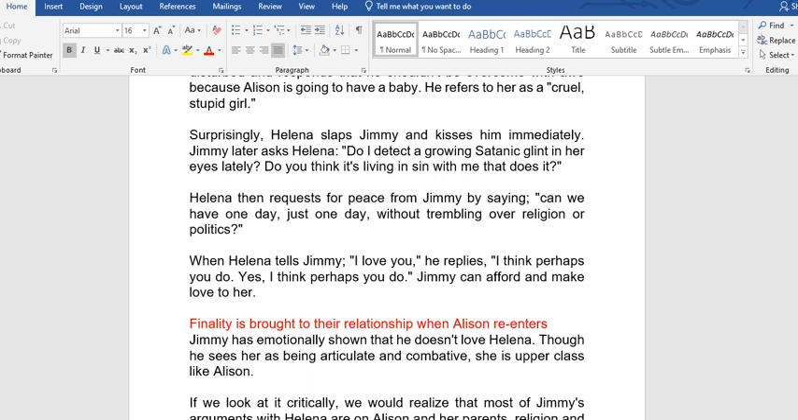Elena then requests for peace from Jimmy by saying, "Can we have one day, just one day, without trembling over religion or politics?" When Elena tells Jimmy, "I love you," he replies, "I think perhaps you do. Yes, I think perhaps you do." Jimmy can afford to make love to her.